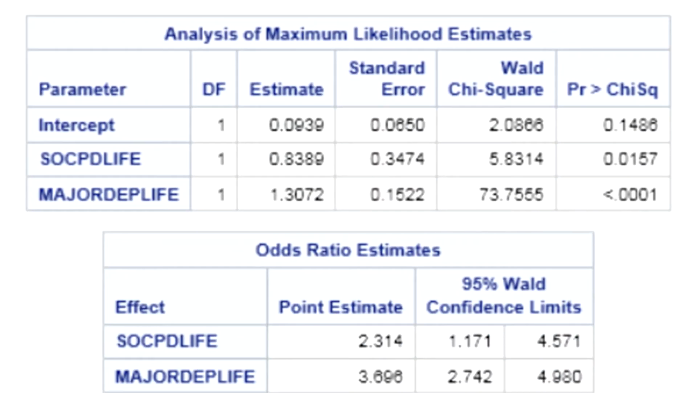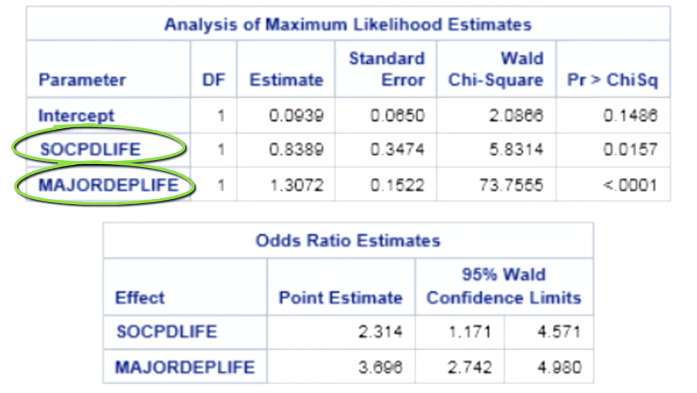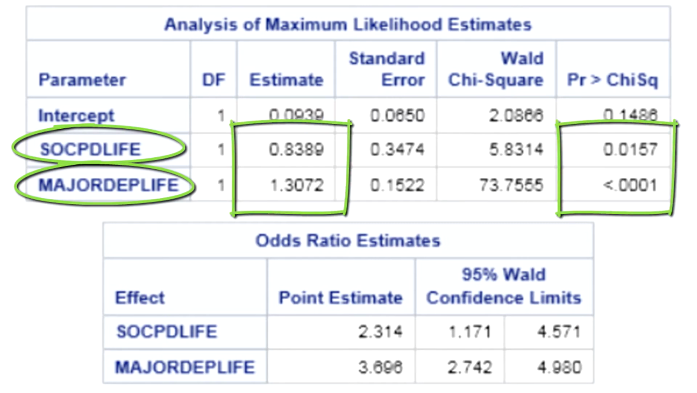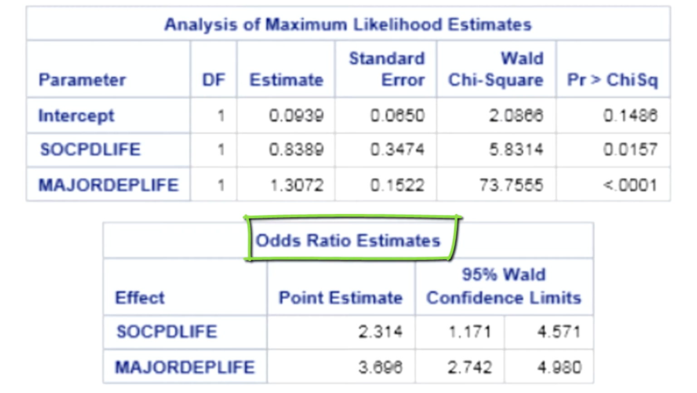But what happens when we control for major depression? As you can see, both social phobia and major depression are independently associated with the likelihood of having nicotine dependence. Given that both social phobia and major depression are positively associated with the likelihood of being nicotine dependent, and our predictor or explanatory variables are both binary, we can interpret the odds ratios in the following way. Young adult daily smokers, the sample population, with social phobia are 2.3 times more likely to have nicotine dependence than young adult daily smokers without social phobia after controlling for major depression. Also, daily smokers with major depression are 3.7 times more likely to have nicotine dependence than daily smokers without major depression after controlling for the presence of social phobia.